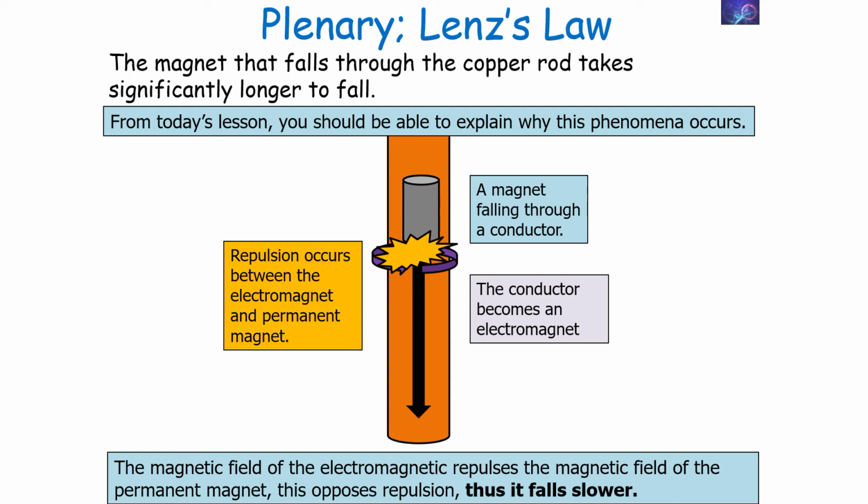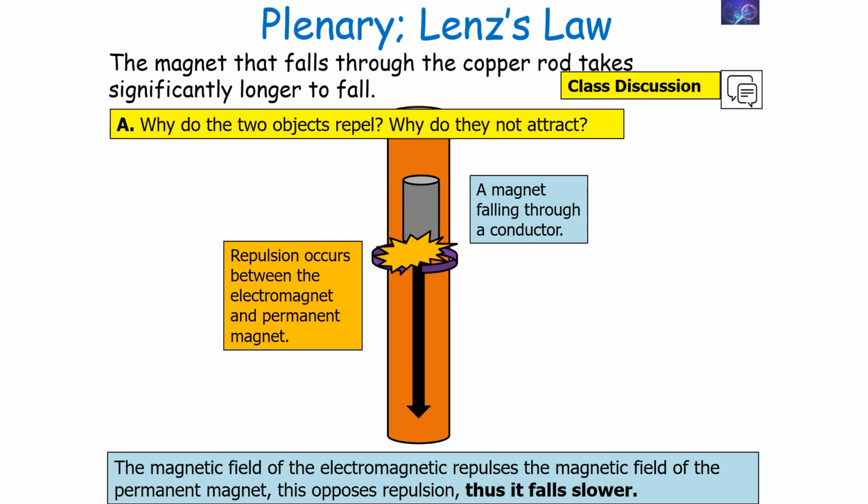Now, what happens is as the magnet falls through, the conductor will actually become an electromagnet, because as the magnet falls through the conductor, the number of field lines being cut through that copper rod changes, so you've induced a current in that copper rod. Therefore the conductor will become an electromagnet, and the magnetic field of the conductor will repel the magnet. Therefore they repel each other, so it will fall slower.